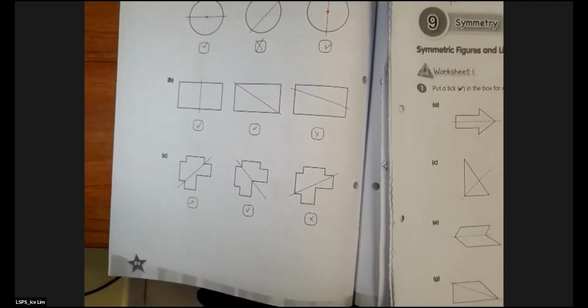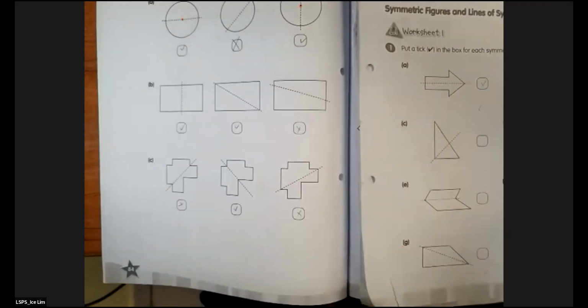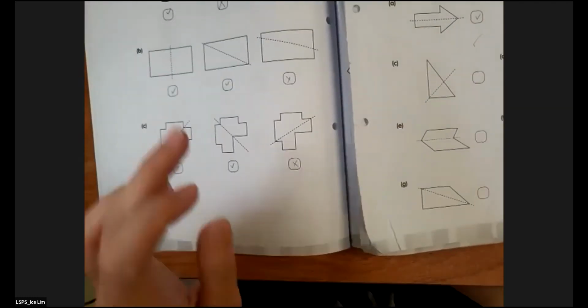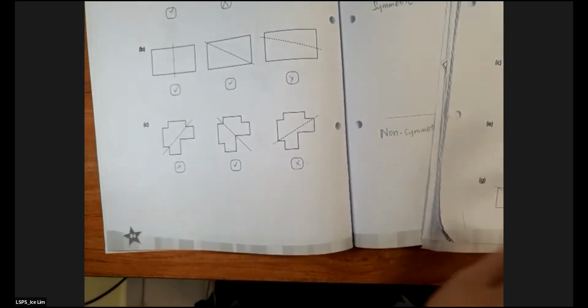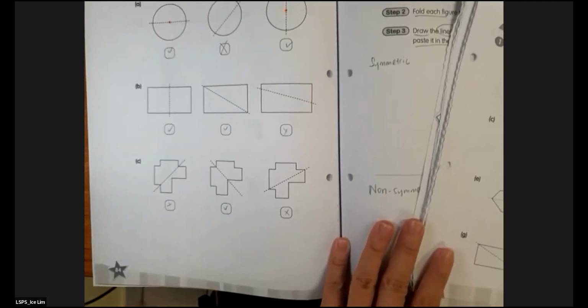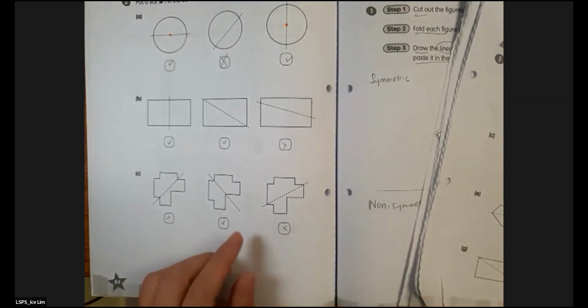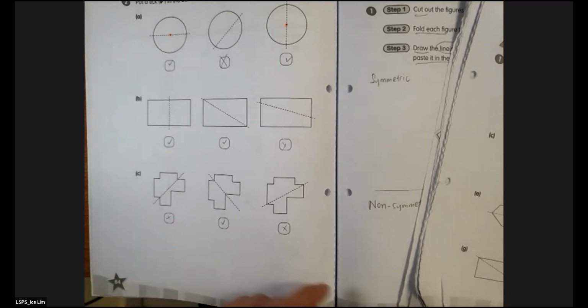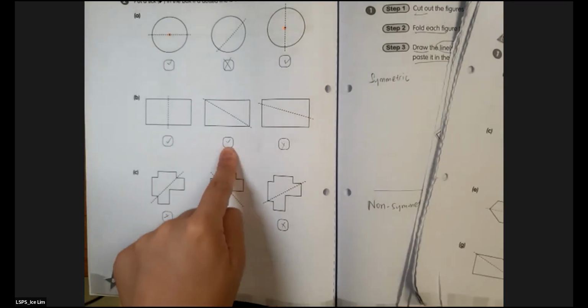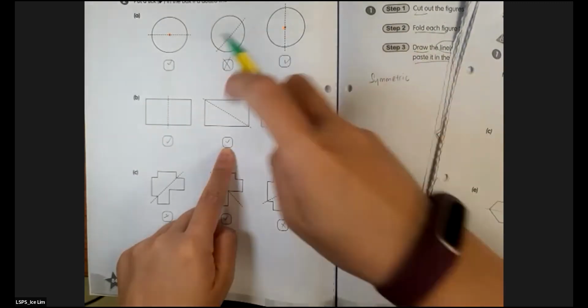Right. Ooh. What's this? Okay, so here's the mistake. Anybody can identify where the mistake is? Yes. B. Yeah. So this is wrong.